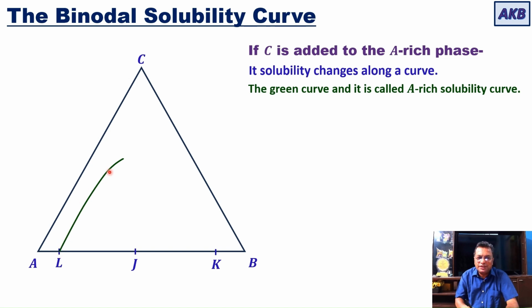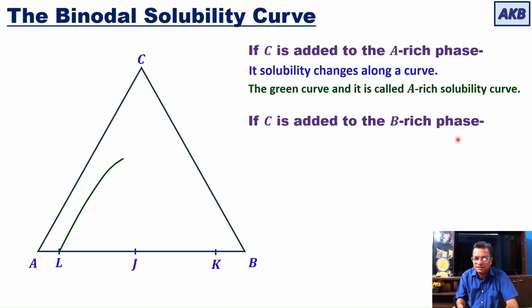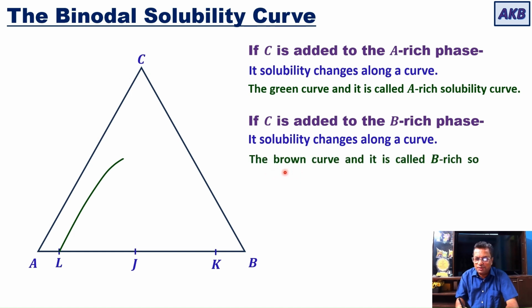So, this curve is obtained by adding C to A rich phase, and this curve is called A rich solubility curve. On the other hand, if C is added to B rich phase, what is going to happen? Again, the solubility is going to change along the curve, and I am representing it by brown color. So the down curve that I am going to show will be the curve that will be obtained if you add C to the B rich phase, and that curve is called B rich solubility curve.